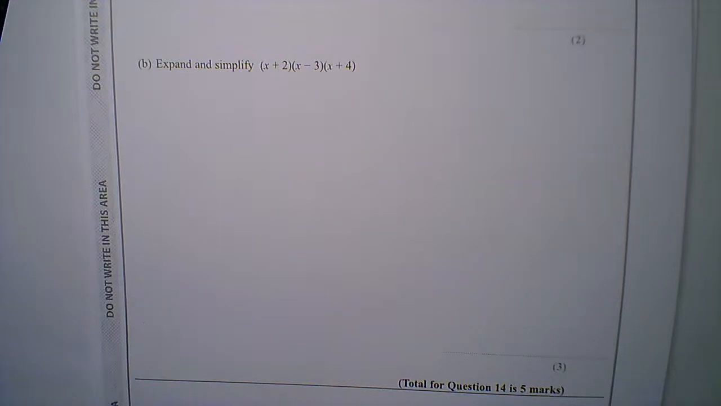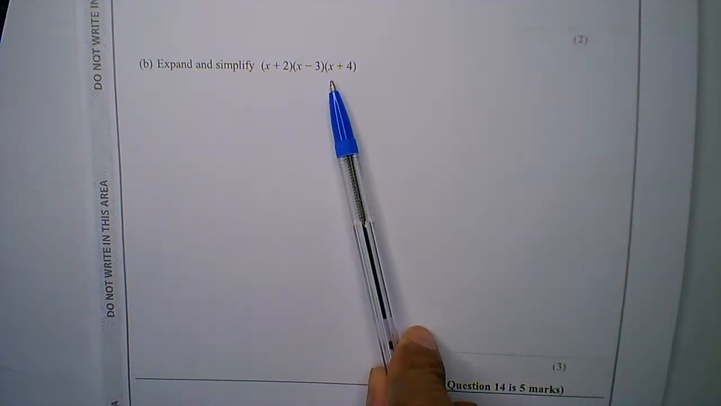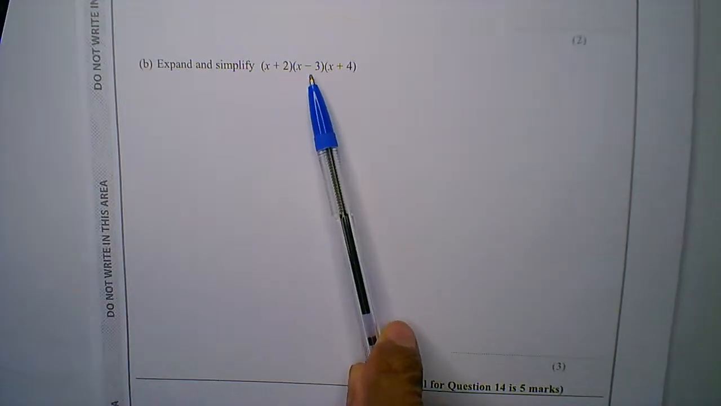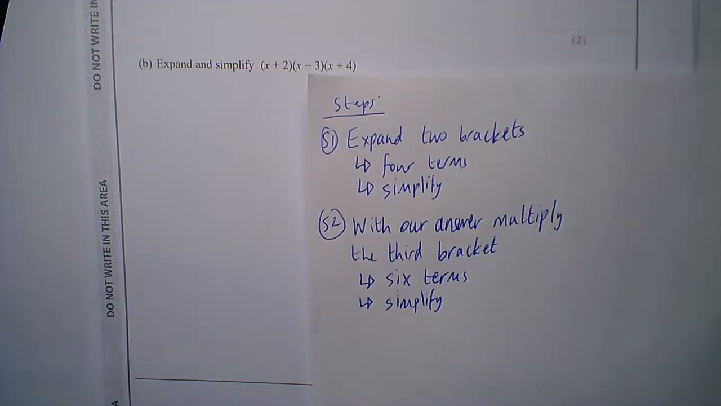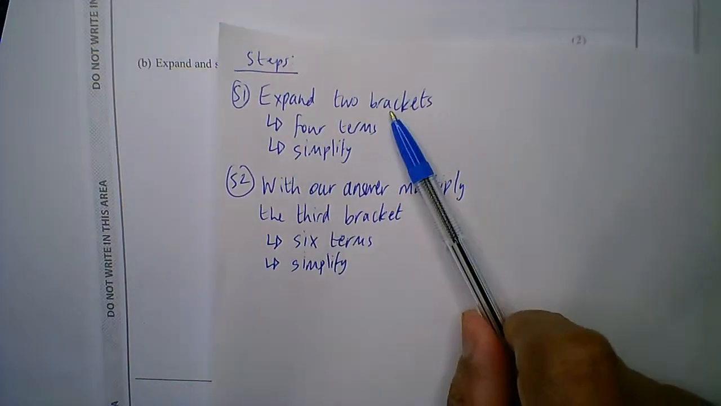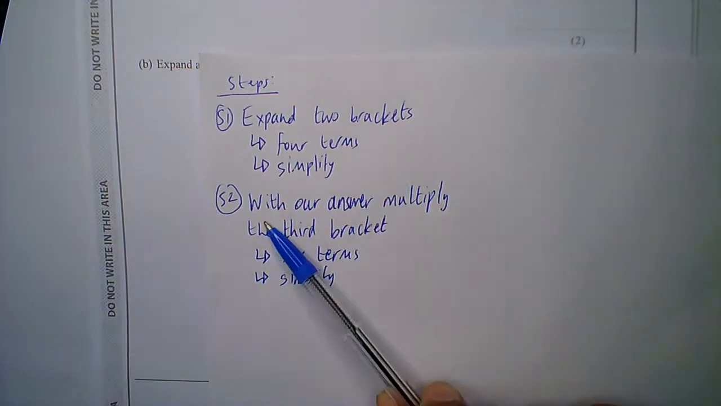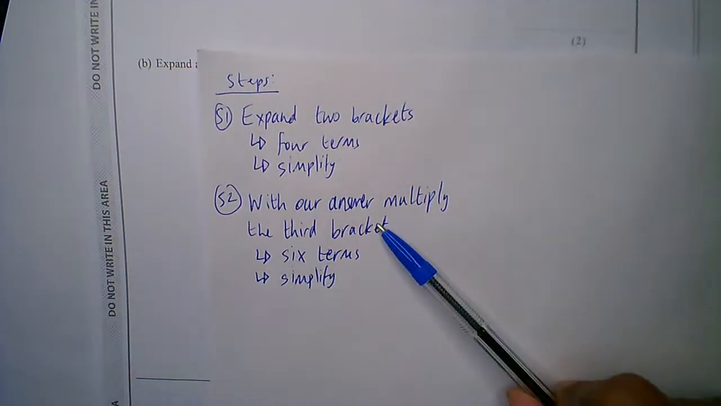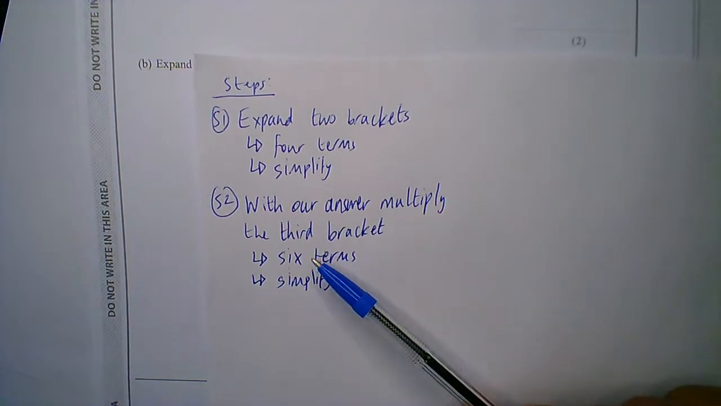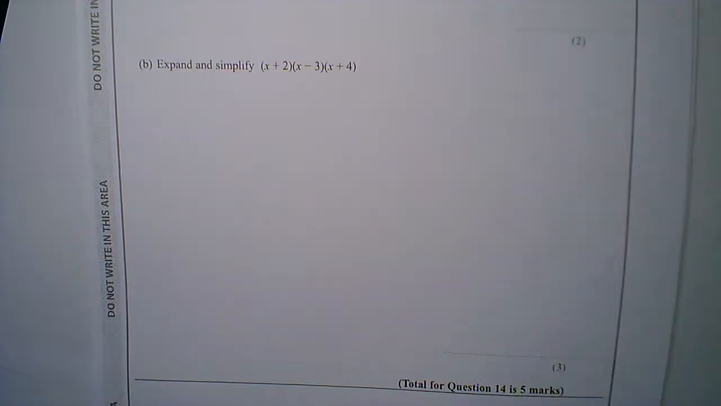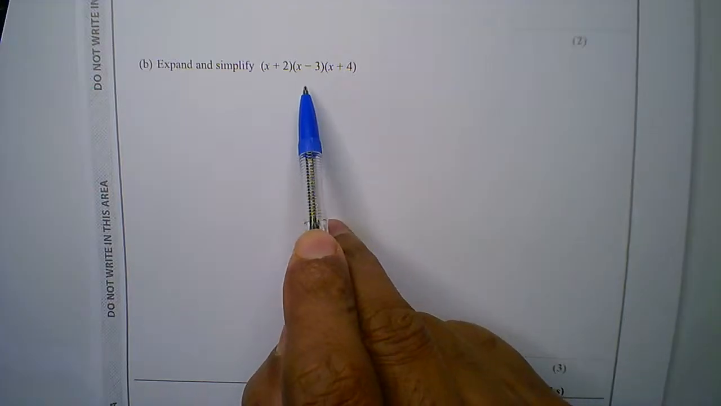So similar to before. We've got expand and simplify (x + 2)(x - 3)(x + 4). The difference with this question is we've got a negative in there. So with the negative, we just have to be a little bit careful. Let's remind our steps. Step 1, expand the 2 brackets. We get 4 terms. Simplify. That gets our method mark, the 4 terms. Step 2, with our answer, multiply the 3rd bracket. We get 6 terms. And subject to how you expand those 6 terms, we get our method mark, and then we simplify. The trickiness with this question is just our positives and our negatives. That's what catches people out.